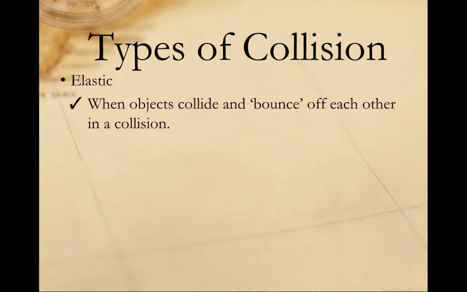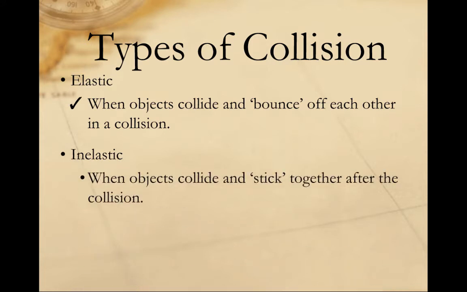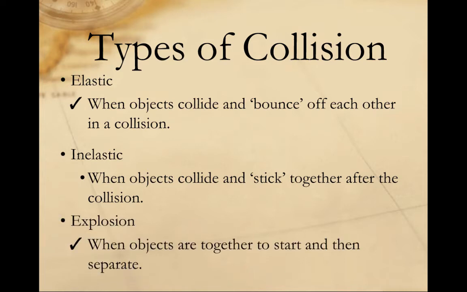First is elastic. Elastic is when the objects collide and bounce off each other in a collision. Second is inelastic, when the objects collide and stick together after the collision. And third is an explosion, when objects are together to start and then separate.